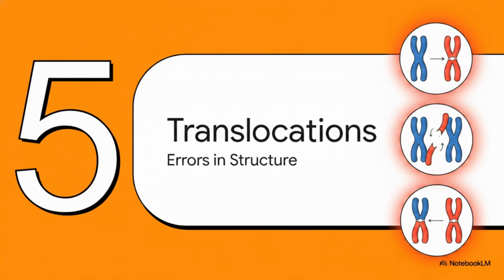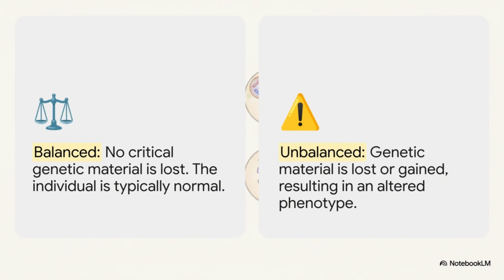Okay, so we've talked about errors in chromosome number, but you can also have errors in chromosome structure. This brings us to our last topic, translocations. This is what happens when chromosomes break and the broken pieces get reattached to the wrong chromosomes. There are really 2 main types to know. First, there's a balanced translocation. Here, pieces of chromosomes have been swapped, but no important genetic information has actually been lost. The person with this is usually totally fine, phenotypically normal. The problem is they're at a higher risk of producing unbalanced gametes themselves.